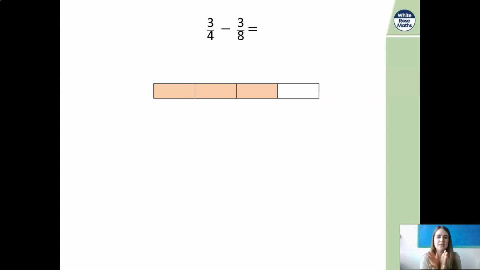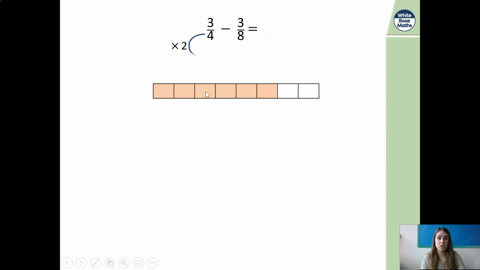So we've got 3/4 subtract, not take away, Miss Ashford. I know it's not take away, it's going to be subtract this time round. 3/4 subtract 3/8. Now what do we notice about my denominators? Good, they're not the same, so we need to convert them and find the common denominator so that they match, okay? So we need to think, well, how do we get from 4 to 8?